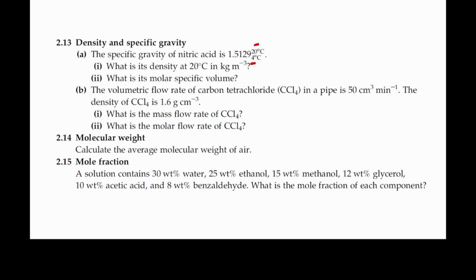And the next question is what is the molar specific volume, and sub question B, the volumetric flow rate of carbon tetrachloride in a pipe is 50 centimeter cube per minute. The density of CCl4, carbon tetrachloride, is 1.6 gram per centimeter cube. So we need to calculate the mass flow rate as well as molar flow rate. So let us solve this problem and understand the solution.